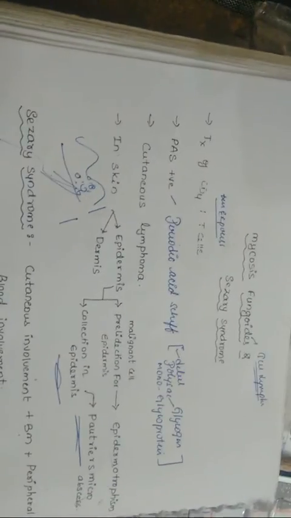So that is all regarding the first session. We spoke about mycosis fungoides. We spoke about adult T cell leukemia. So just revise it once again by keeping the DAMS notes beside you.